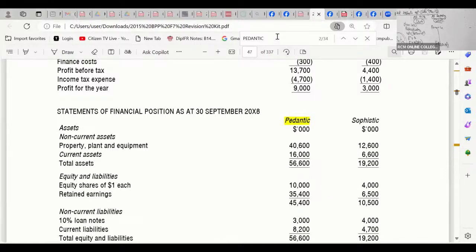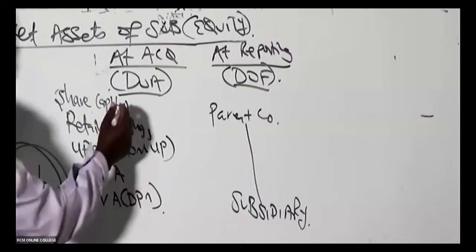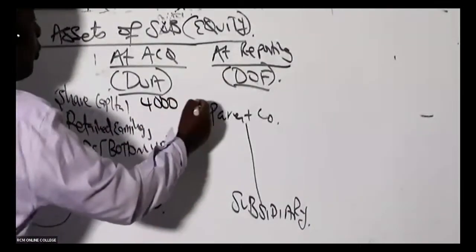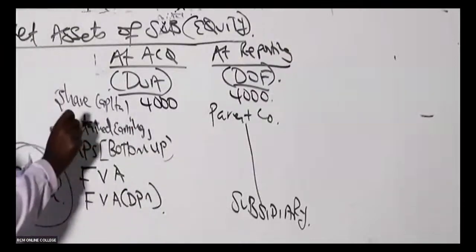Remember, share capital does not fluctuate. So share capital never fluctuates. So 4,000. Retained earnings, of course, is the tricky one.